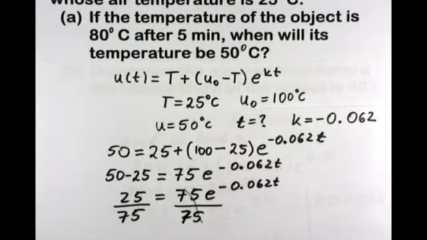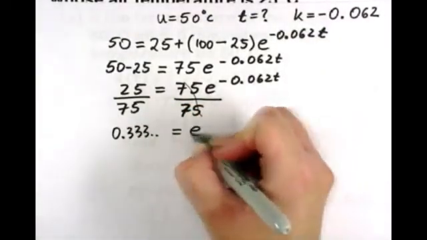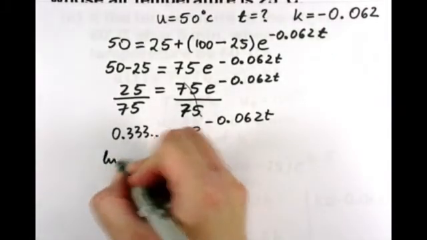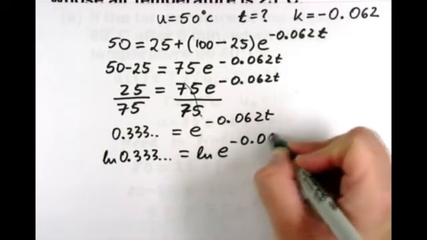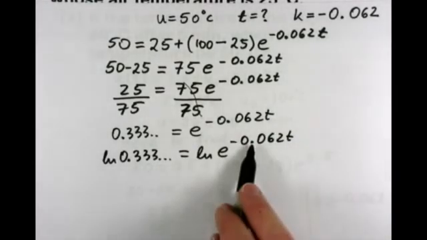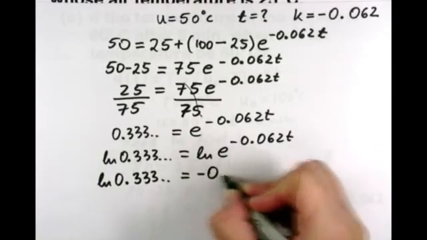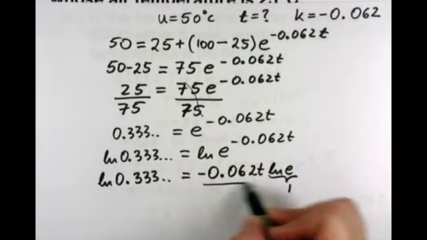Then this cancels out and we have 25 divided by 75 is 0.333. I'm gonna keep it and then I will use the answer key. Okay, so this one is approximately 0.333 is equal to e to minus 0.062t. We can take log of both sides. ln of 0.333 is equal to ln of e to the power minus 0.062t. By the property of log, this exponent goes in front. Is equal to minus 0.062t ln e.